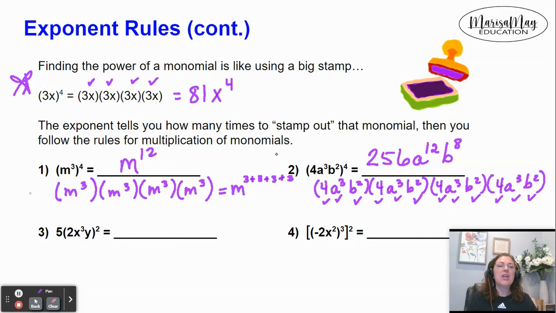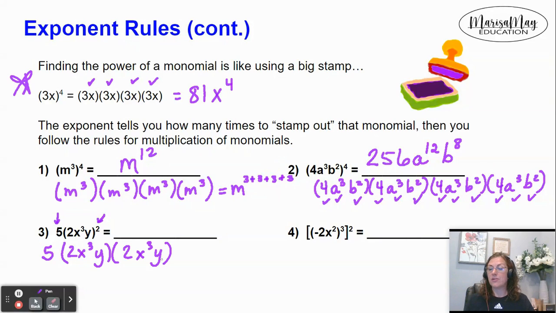Look at number 3. You've got a 5 in front, but I want you to notice that 5 is not in the parentheses. So you're going to write this parentheses twice because of this exponent, and you're going to have that 5 in front. So we're going to write the parentheses twice. There's once. Do it again. There's twice.